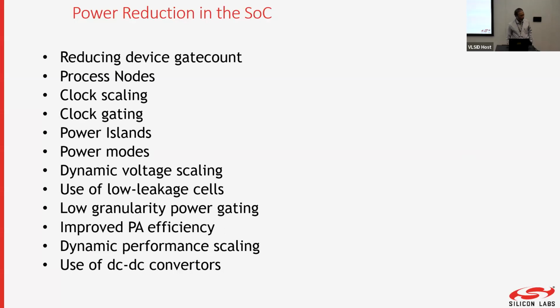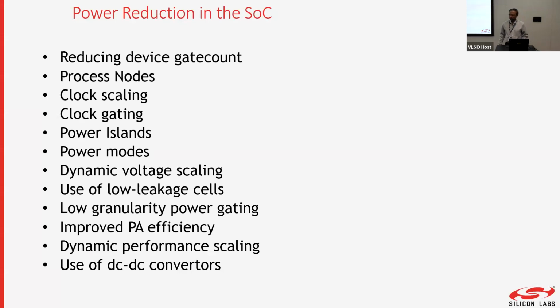When things are idle, when a CMOS transistor is on or off, it's not supposed to consume any current, but there is leakage. We'll talk about that shortly. Can you use cells which are low leakage? Then very small granularity power gating: if you can turn off such a small piece, you have greater flexibility of turning off more of your system.